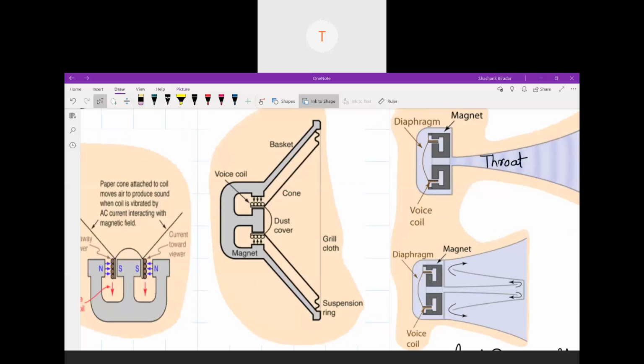Please mute your systems so that others can listen properly. Tejaswini Karche, please mute your system.